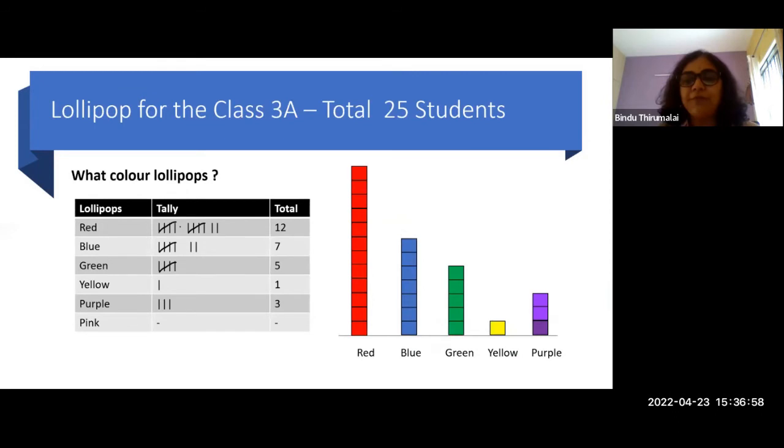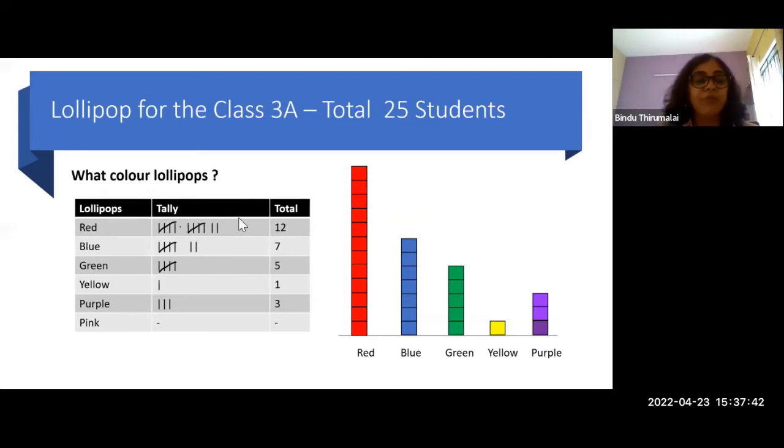So first of all, you'll have to see if children know how to use this tally properly. What does that mean? Do children realize that they must make one stroke on the correct row? So if they see a red lollipop, they have to make it on that red row of the tally chart for every lollipop they see, right? Then the second thing is, do children know how to make this fifth stroke? Then the third thing is, are children counting by fives and tens actually when they come up with this total? Are they able to realize that this is 5 plus 10 plus 2 is 12, 5 plus 2 is 7?